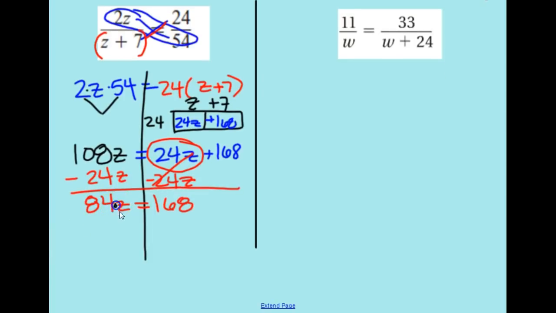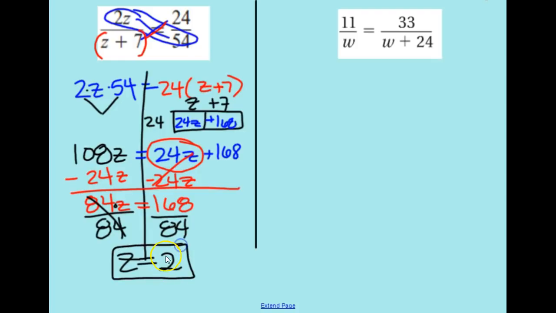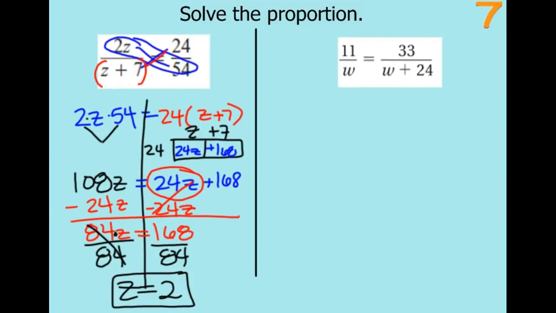And then last, the opposite of multiplying is divide. Divide by 84. And we should get a nice 2. I would have plugged that in my calculator if I didn't know. Last one I'd like for you to try on your own and then click play to see if you got it right. Doesn't matter which cross you do first.